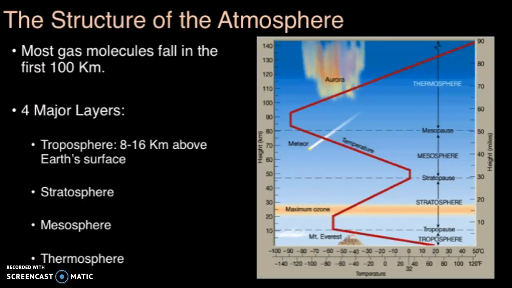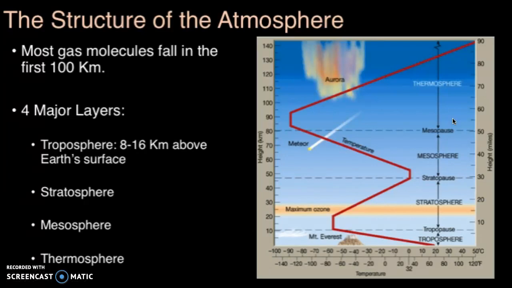So, as you see in the slide itself, most of the gas molecules that are formed within the atmosphere fall in the first 100 kilometers. Okay, so 100 kilometers is going to be the first 60 miles. So most of those gas molecules are going to be composed in the first three major layers of the atmosphere, and then a few of them are going to fall in the topmost layer of the atmosphere. So it's split into four major layers.